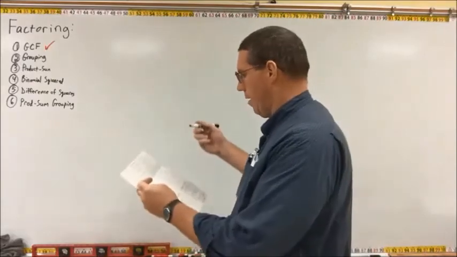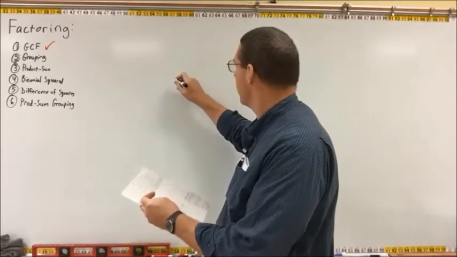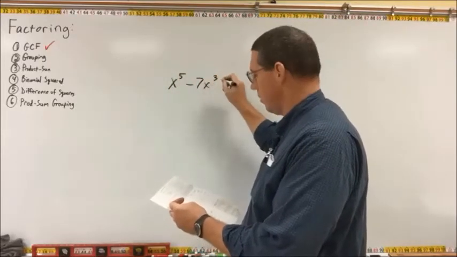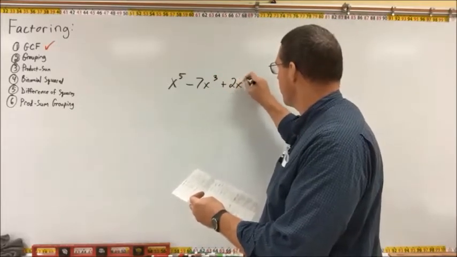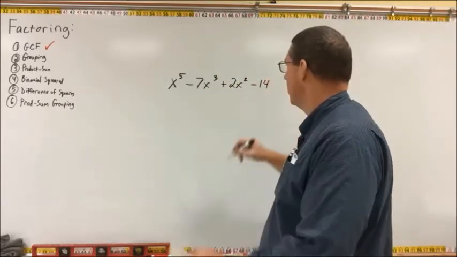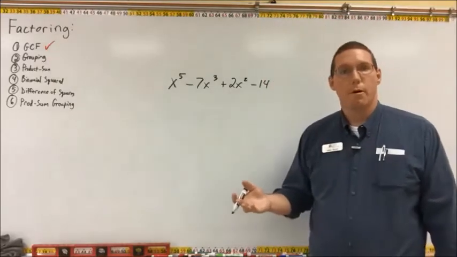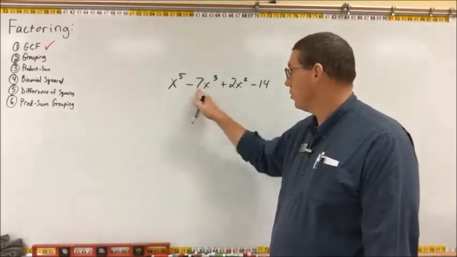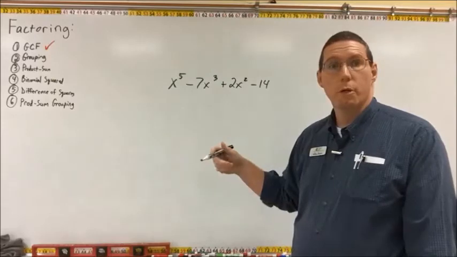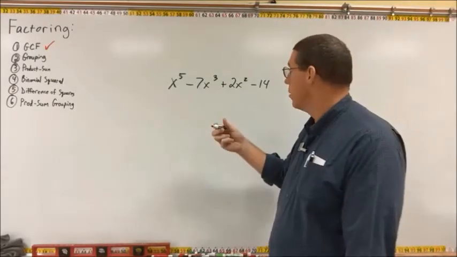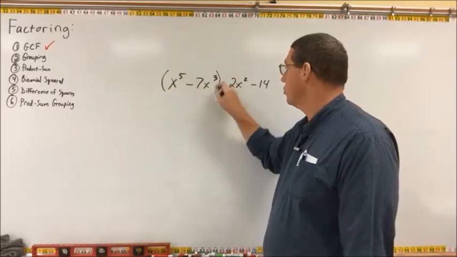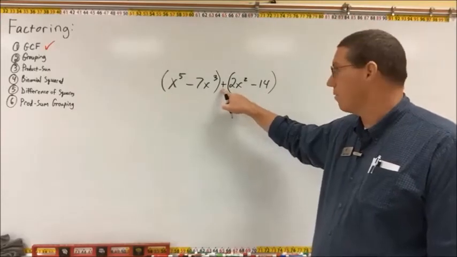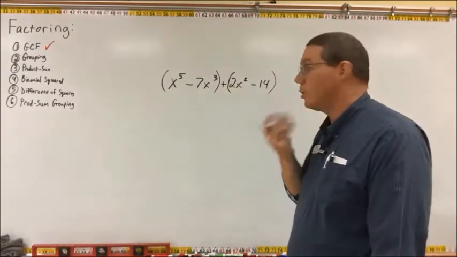Let's say that we have x to the 5th power minus 7x to the 3rd power plus 2x squared minus 14. Okay, so see if you can remember the first thing that we have to do. We want to group into pairs. We have 1, 2, 3, 4 terms, so we want to group 2 pairs of 2, right? So we're going to put parentheses around the first 2 and then around the second 2. Now this one already has a plus here, so we didn't have to put the plus in. It's already there.